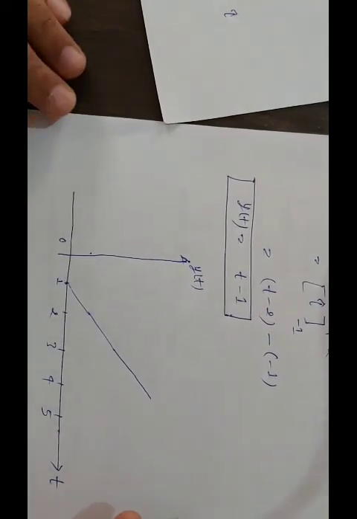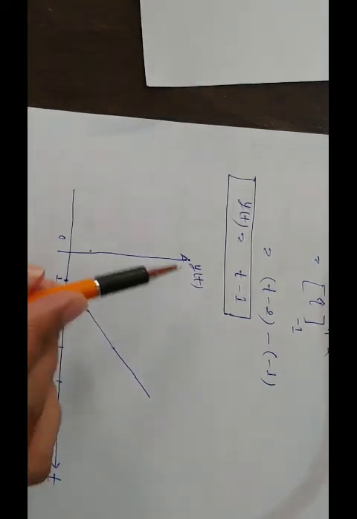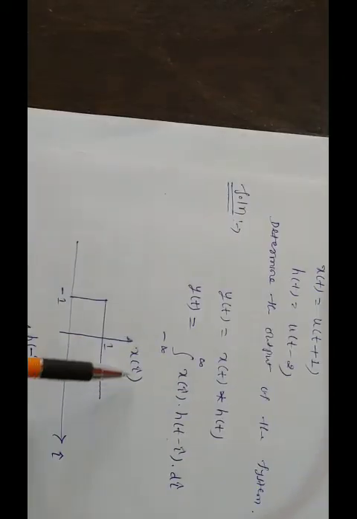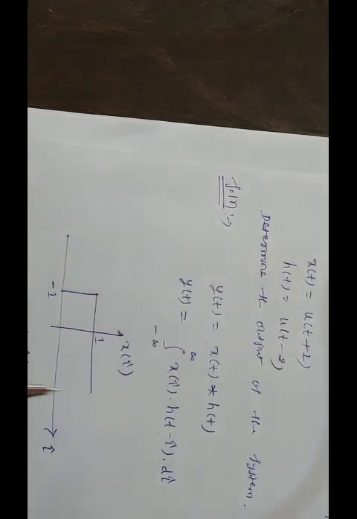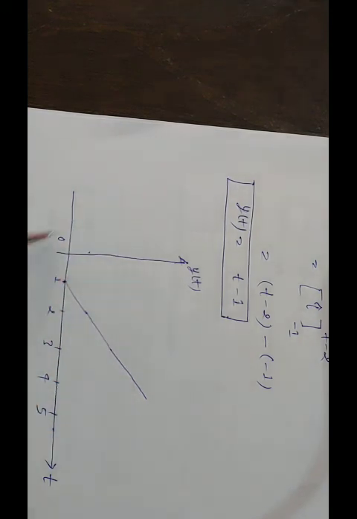So we have obtained the output y of t for this input signal. That means, knowing this impulse response, we have found out the output y of t.